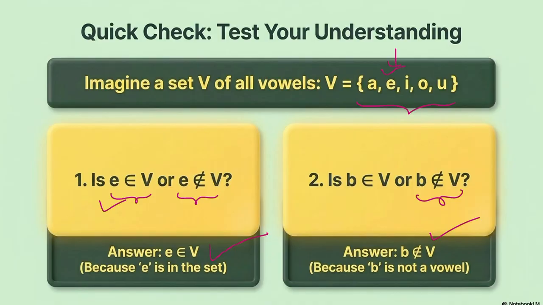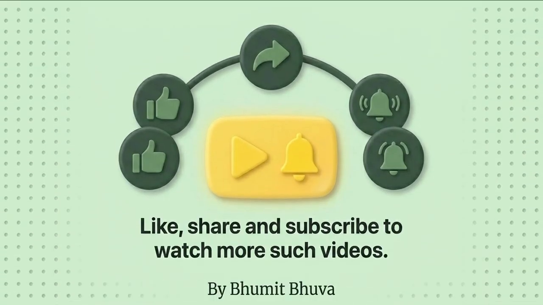Then the second thing that we have learned: a set always contains distinct elements and order does not matter. So this is everything about the basic knowledge of sets.